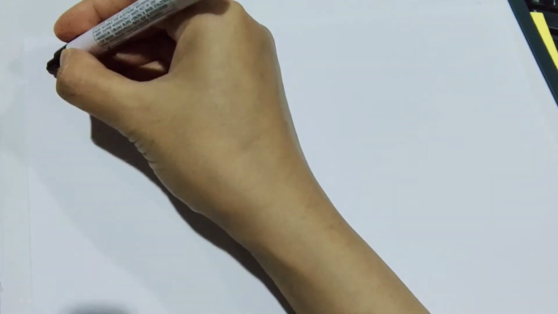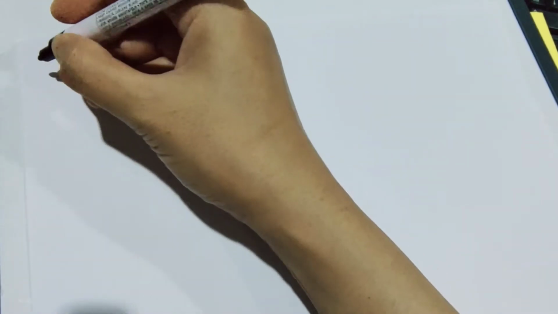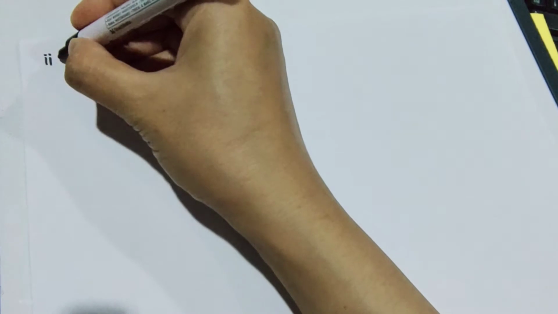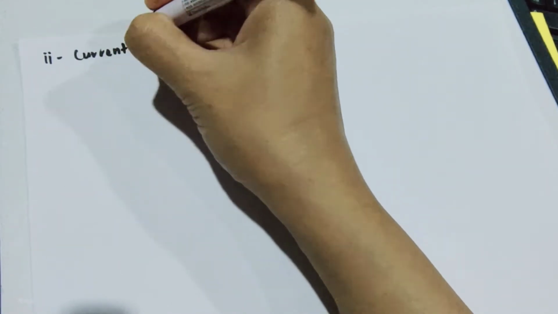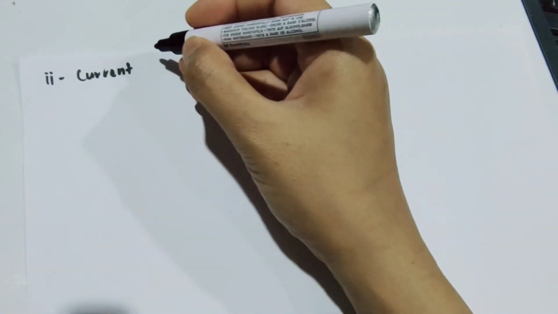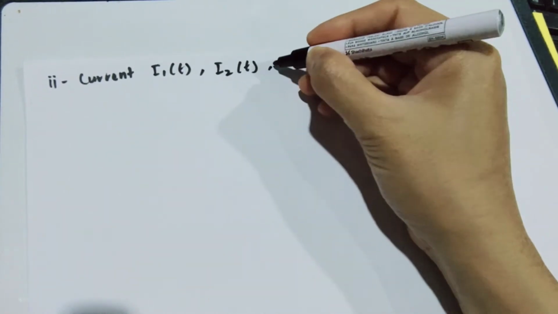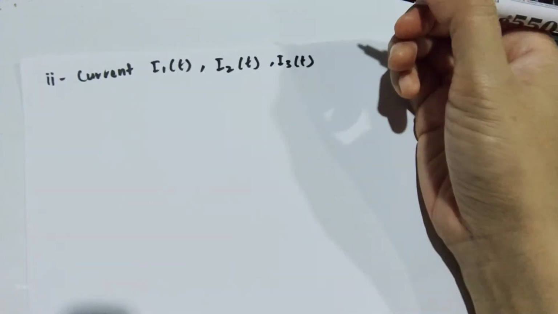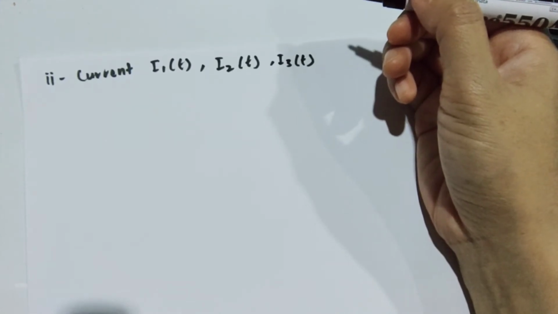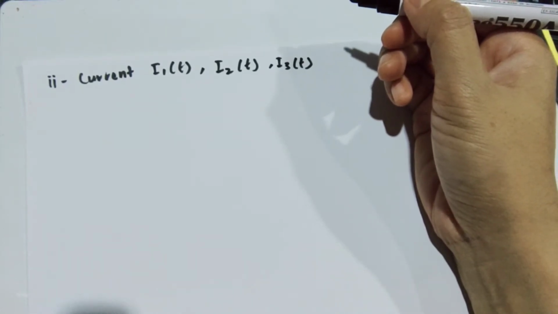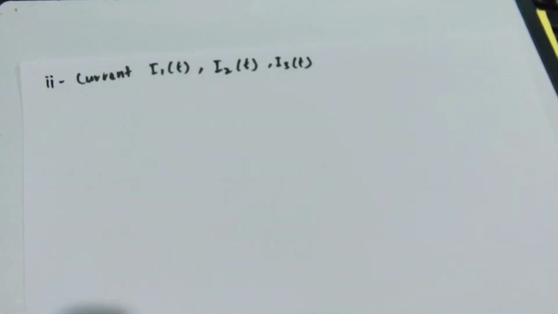Now the second part of this question is asking for the currents I1(t), I2(t), and I3(t). So how are we going to get the current? By using the current divider rule, we can obtain the current values.